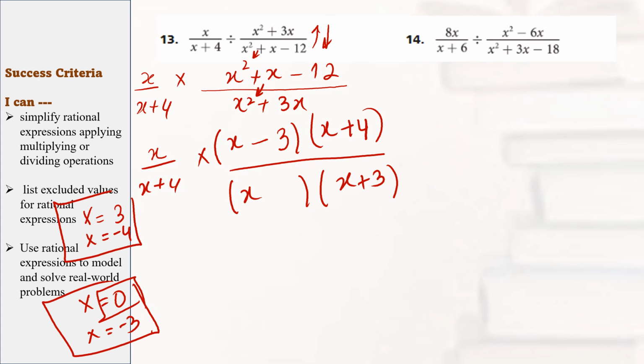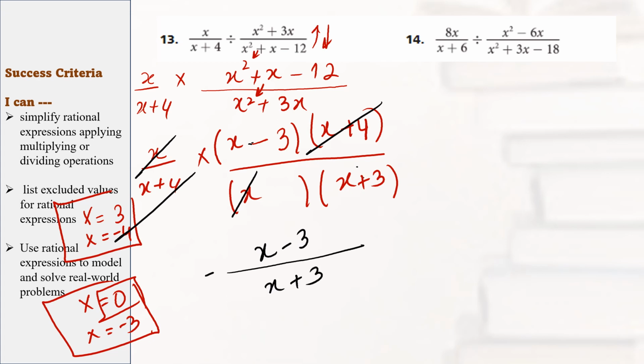Now cancel the like terms. So x plus 4 and x plus 4 are same, so we cancel out. This x and this x, they are same. Cancel out. Now never ever cancel x minus 3 and x plus 3 because they are different expressions, because they are separated by the different sign which makes them different expressions.